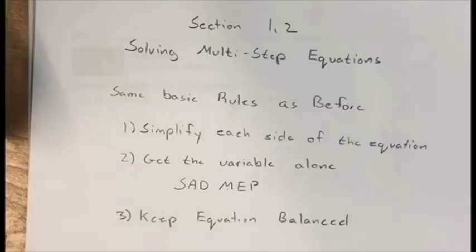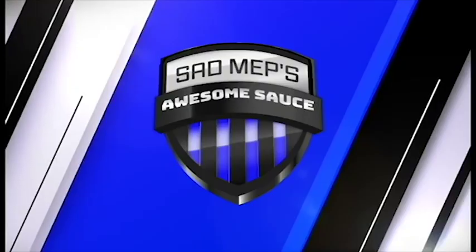So in this video, we're going to continue working with equations, and this time we're going to be solving multi-step equations. And it's the same basic rules as before. First off, look at each side and simplify each side of the equation. Then try to get the variable alone through SADMEP. I really like that, SADMEP.